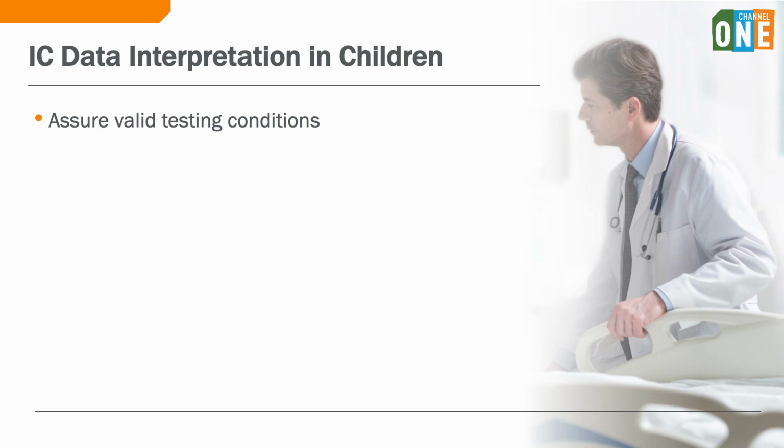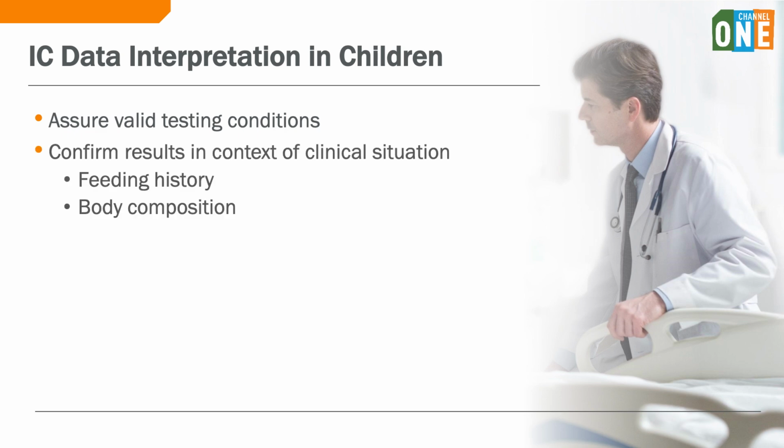Assure valid and appropriate testing conditions in the patient's clinical status and with their treatment modalities. Always consider the clinical context of the situation. Does the result make sense with the patient's history, the estimated or assessed body composition, the current clinical status? Compare the REE to at least one appropriate calculation of estimated energy expenditure. In young children, this could be the Schofield equation. The Harris-Benedict equation may be appropriate for older children, like those in your cases.